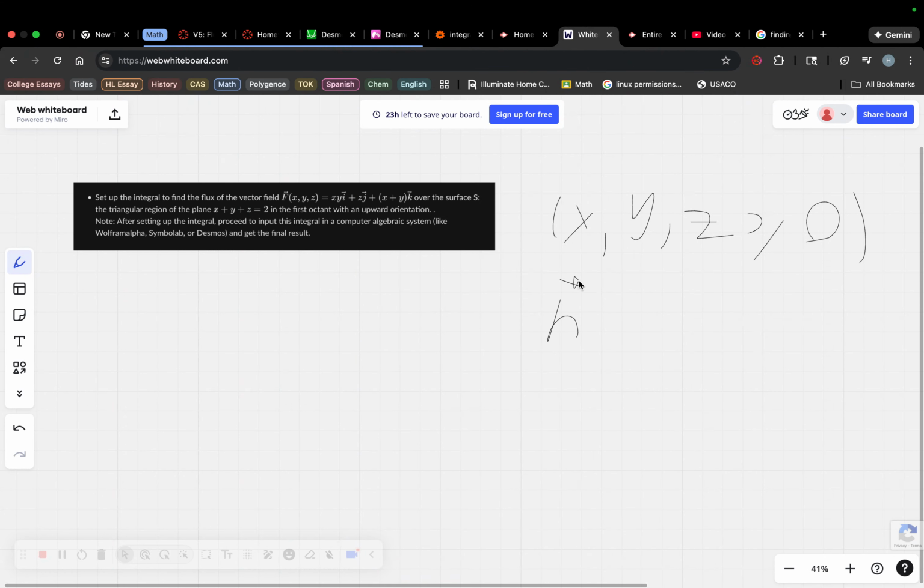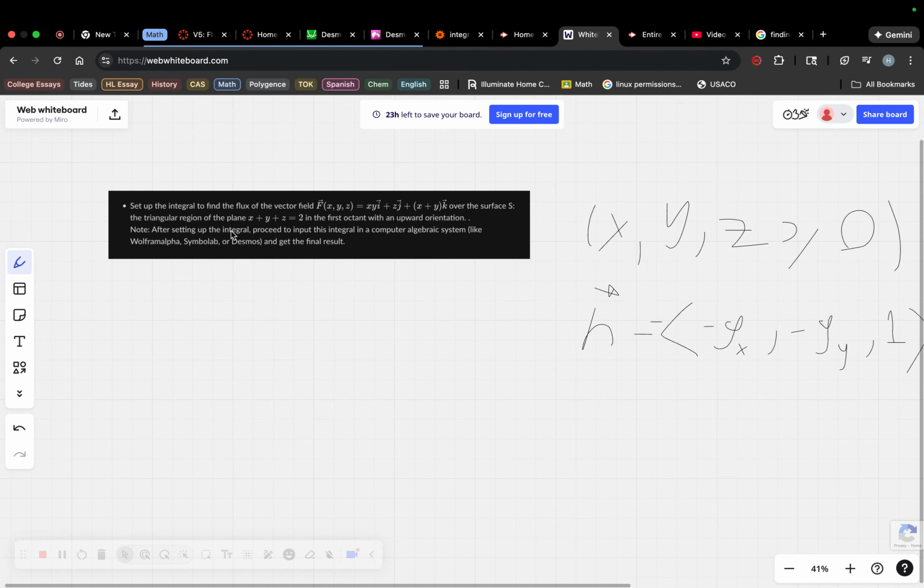surface, for a function g, is negative g partial with respect to x, and then negative g partial with respect to y, comma 1. All right, so that's what we need to know for this. So we have our function, we have our plane. We know where it is, so that's the first step.